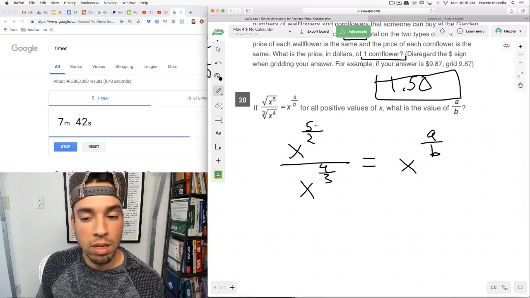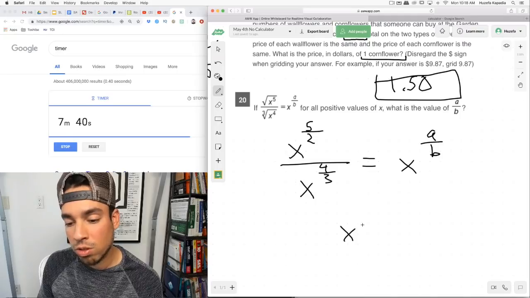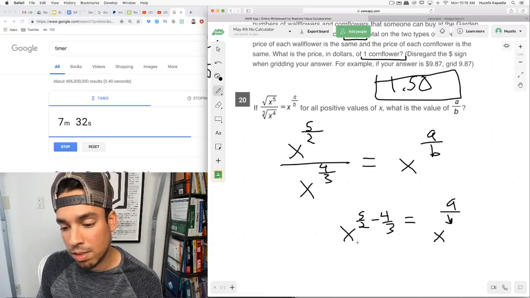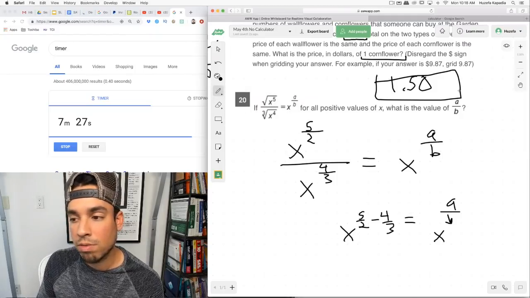Then we're doing a fraction, so we subtract the exponents. So it's x to the 5 over 2 minus 4/3 equals x to the AB, which means that basically we don't need these guys. The x's, hold on, let me see if I can make some room.